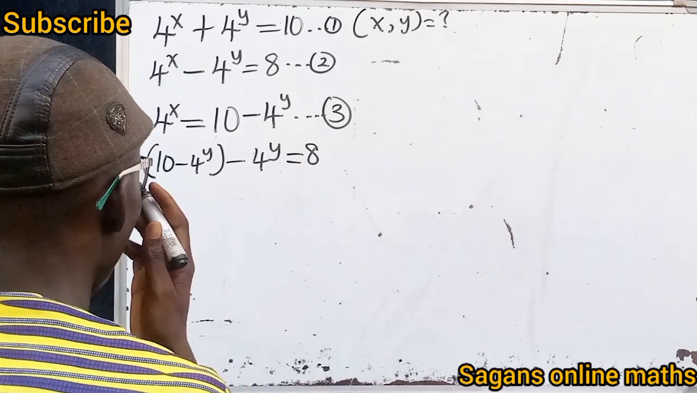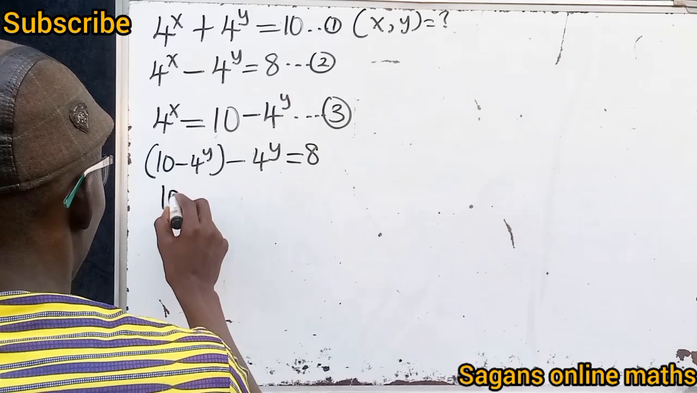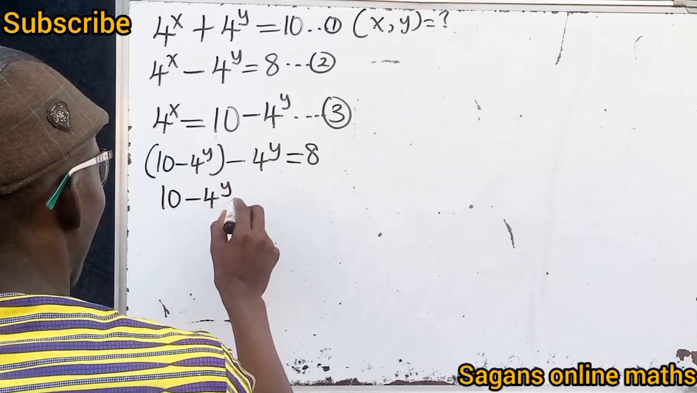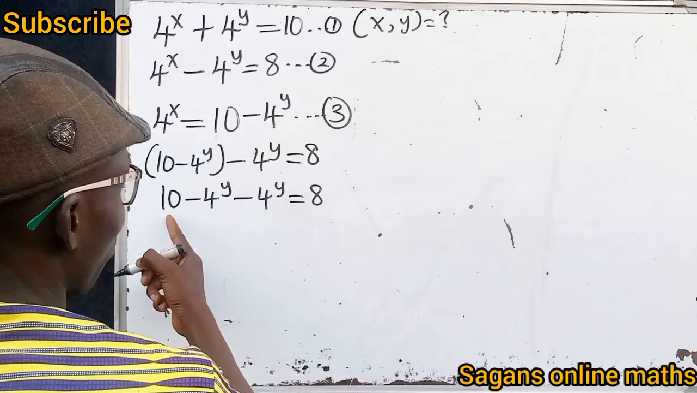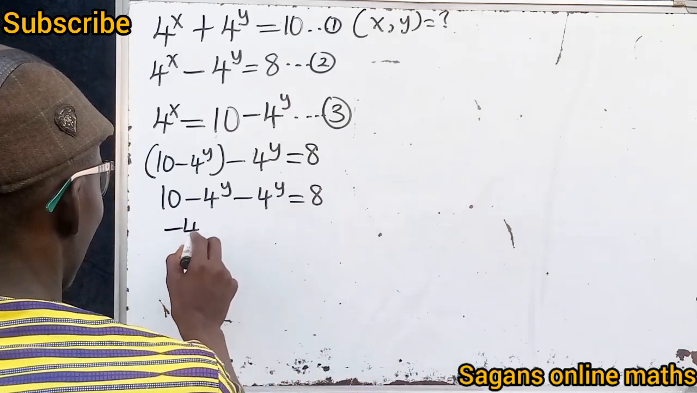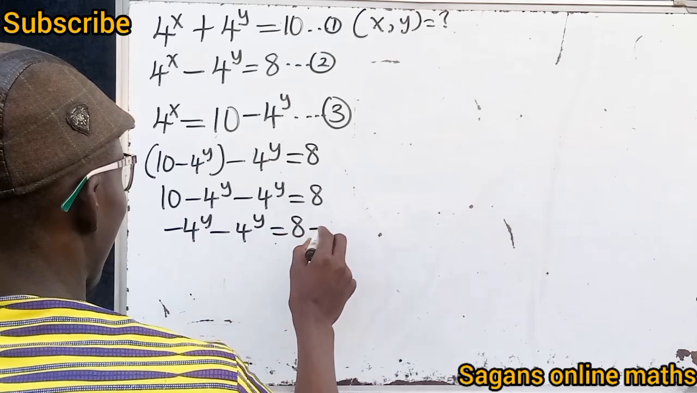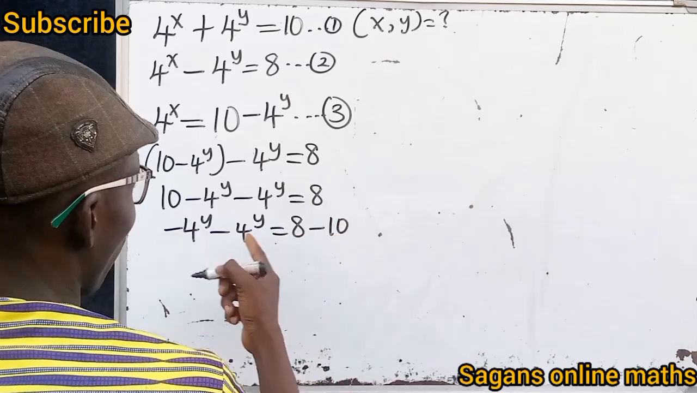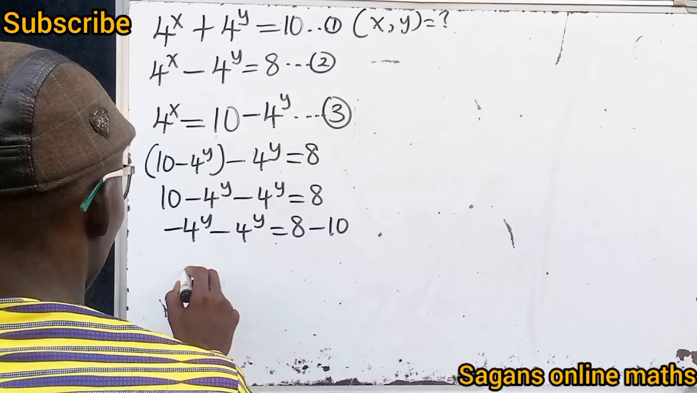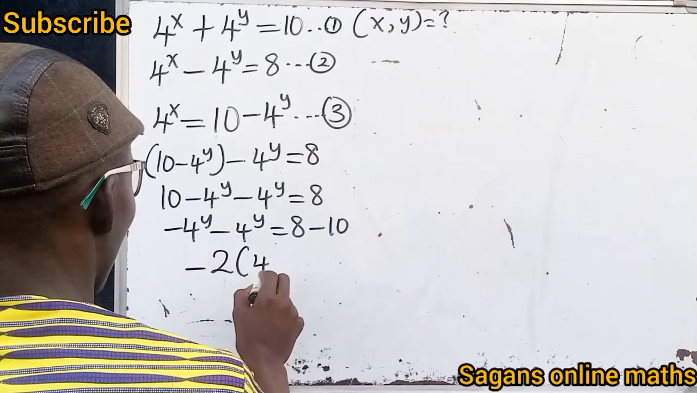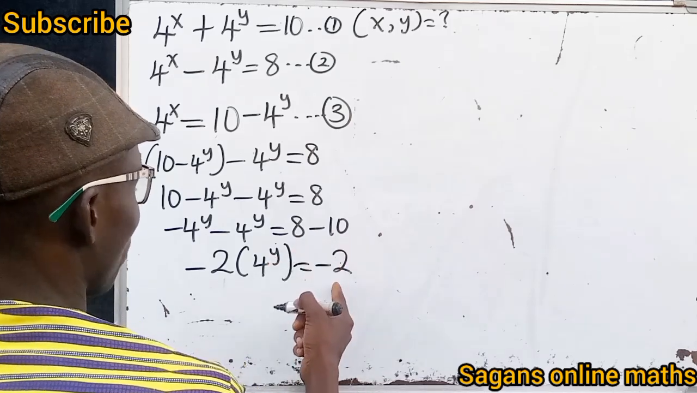Don't forget. Now what we are going to do, let's remove it from the parenthesis. This is 10 minus 4 raised to the power of y minus 4 raised to the power of y equals 8. Let's subtract 10 from both sides. So minus 4 raised to the power of y minus 4 raised to the power of y equals 8 minus 10, because we subtracted 10 from both sides. Now minus 4 raised to the power of y minus 4 raised to the power of y gives minus 2 times 4 raised to the power of y, equals minus 2, because 8 minus 10 is minus 2.